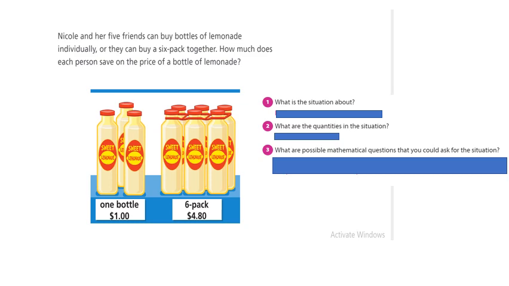Look at my picture. I see a 6-pack is $4.80, and I see one bottle is $1. And I'm looking for how much each person can save on lemonade. What's the best deal? This is a real life situation, so this is kind of good. So let's think, what is the situation about? It's buying lemonade. What are the quantities in the situation? The other name for quantities is numbers. What are the numbers in the situation?